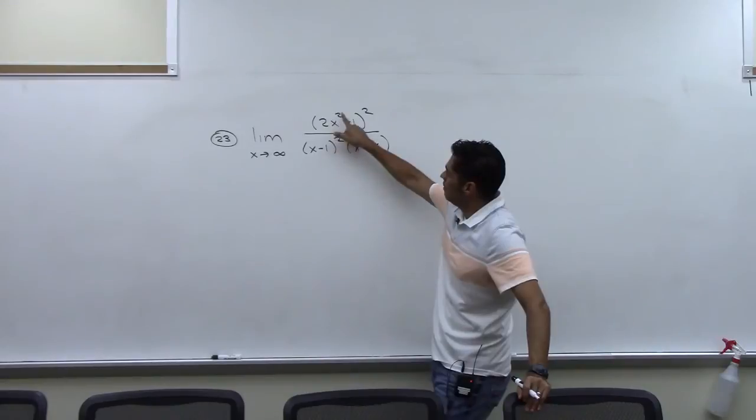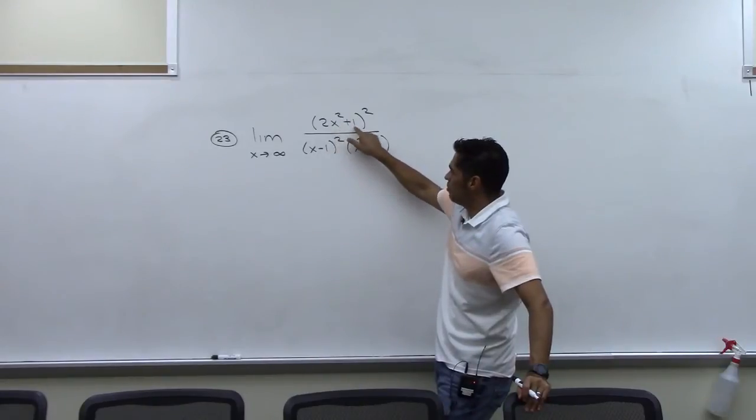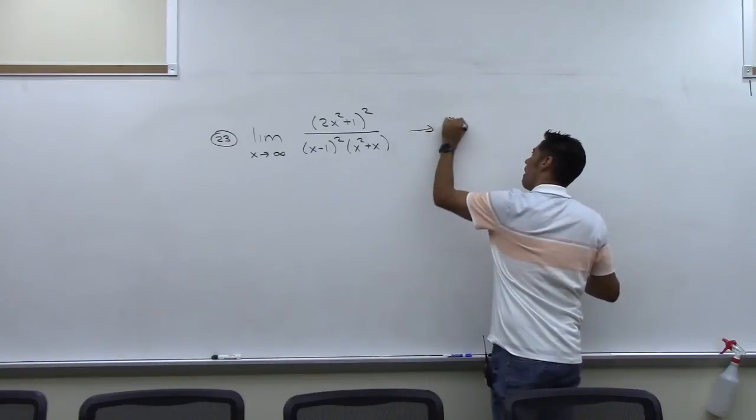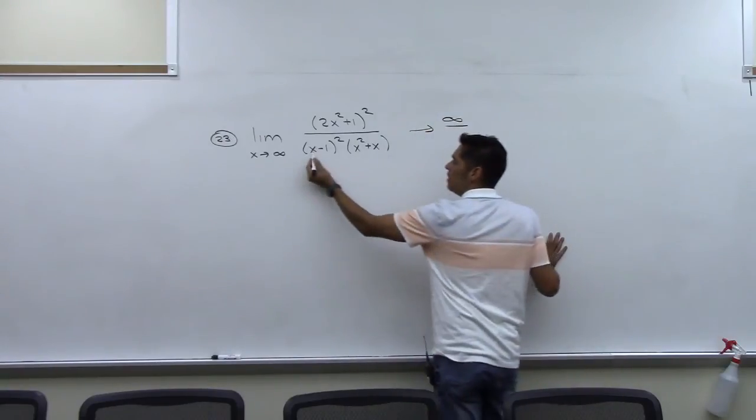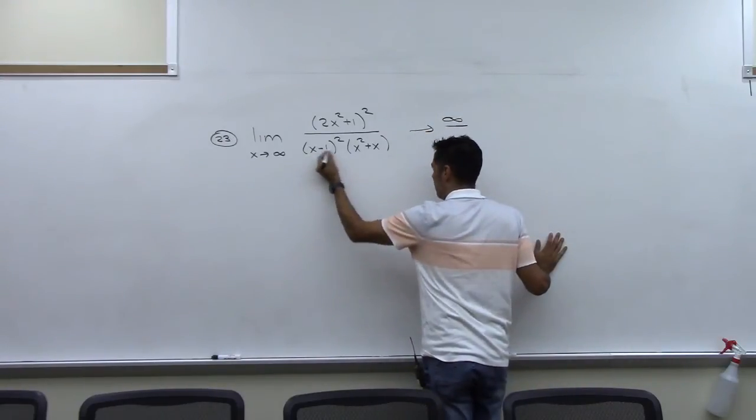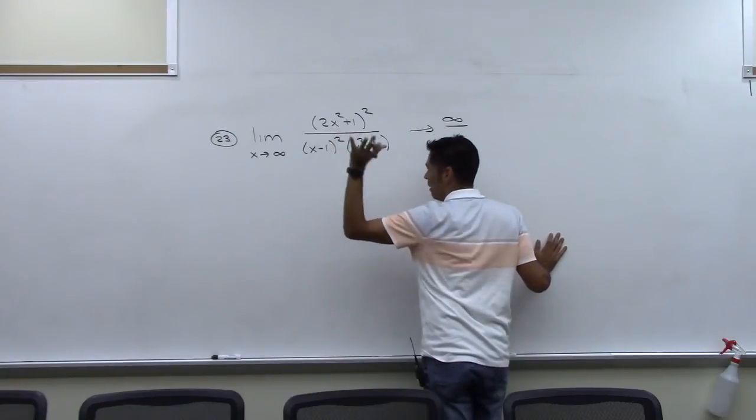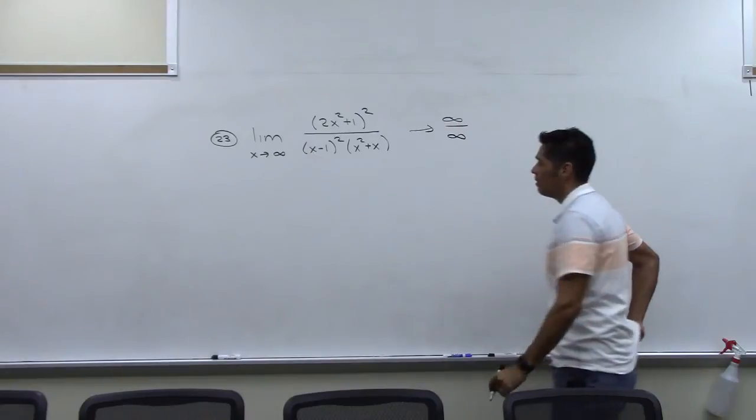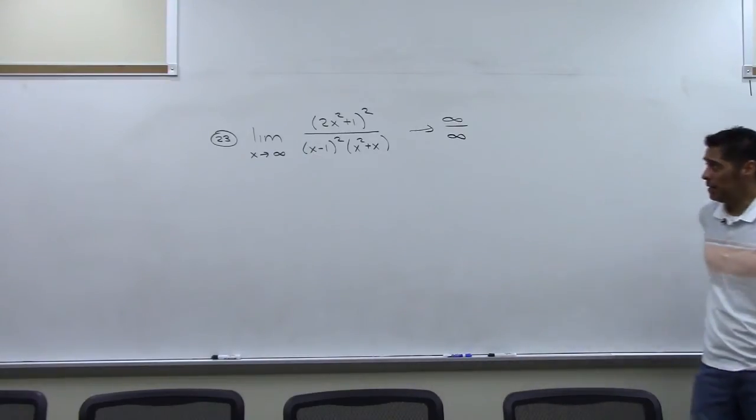This is going to be infinite. Times 2 is still infinite. Plus 1 is still infinite. Squared, infinite. So the top is headed to infinity. The bottom, infinity minus 1, that's infinitely big. Squared, bigger. All that, it's infinity. Okay, so we're at infinity over infinity.